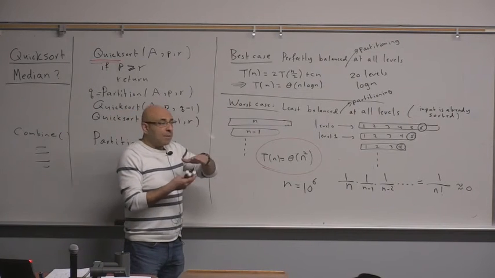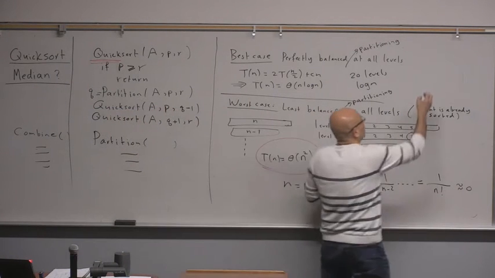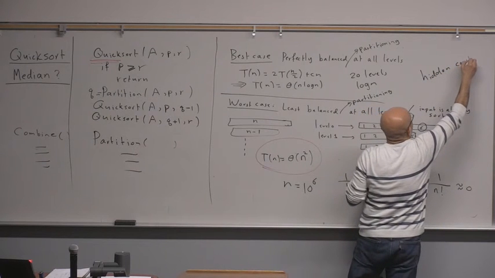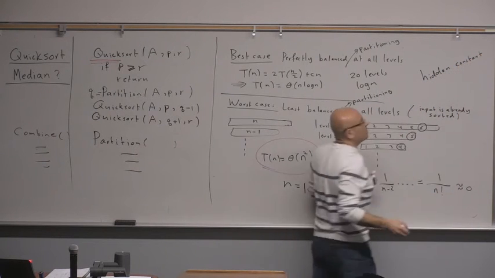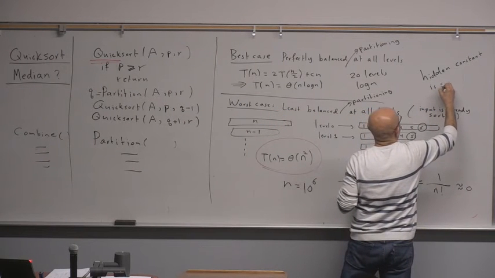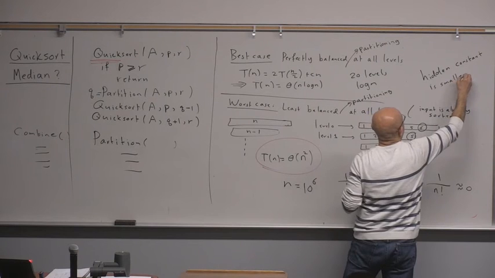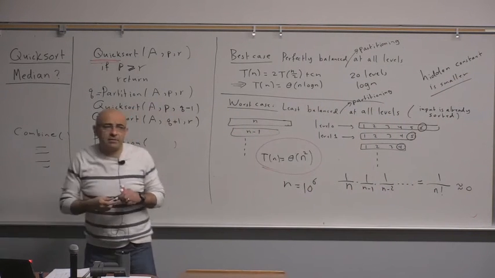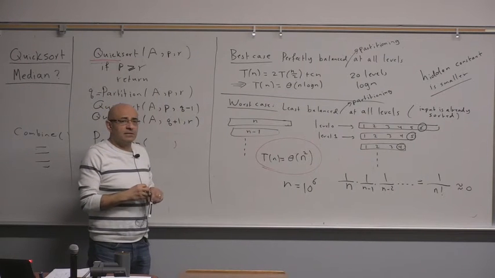So the hidden constant in QuickSort is smaller. So what do we mean by the hidden constant? What do we mean by the hidden constant here? Where is it hidden?